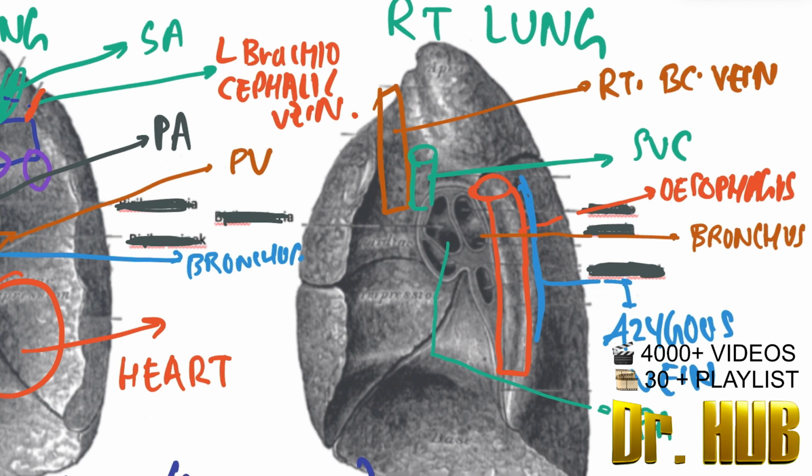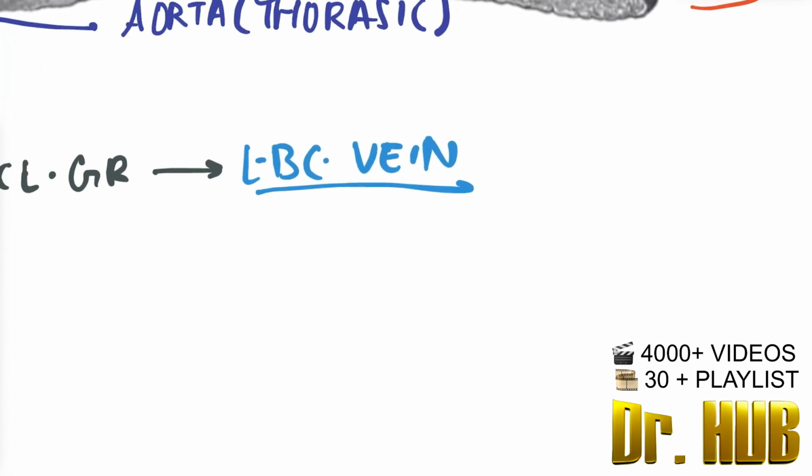Next, in the bottom, what do we have? In the bottommost, what we have is the presence of the pulmonary vein. Now let's look at some very important points regarding this right lung.